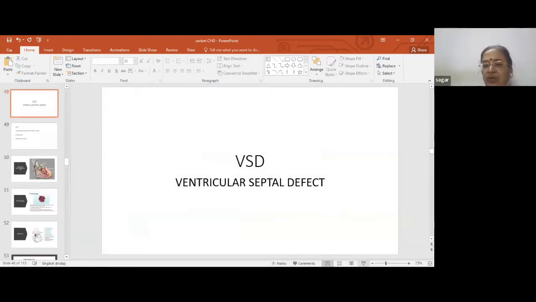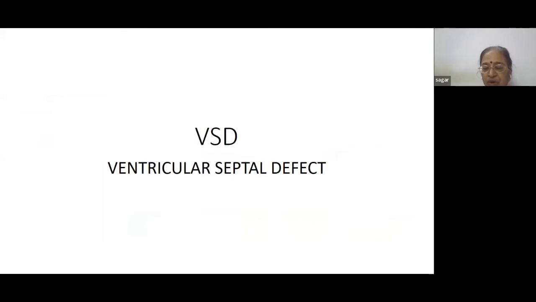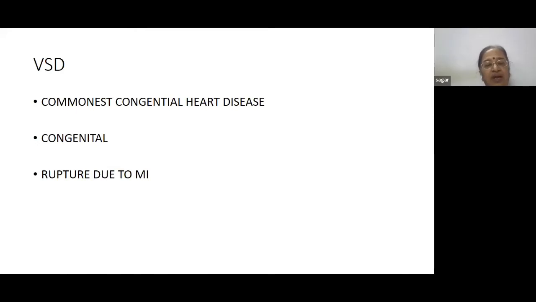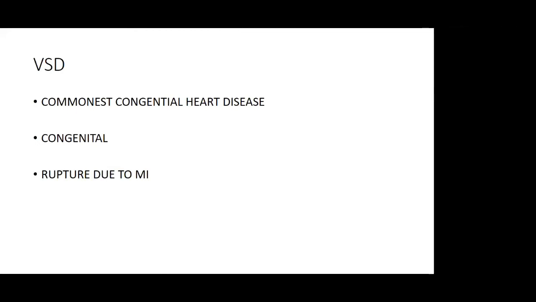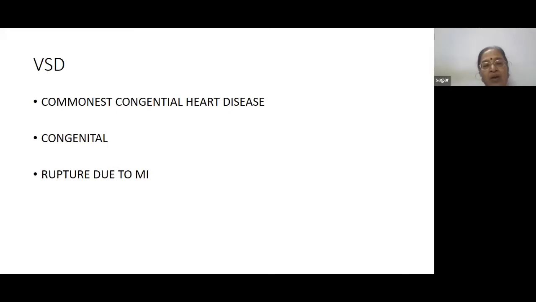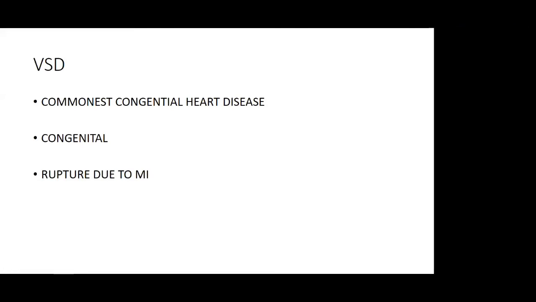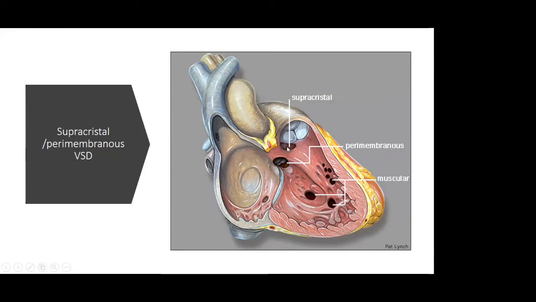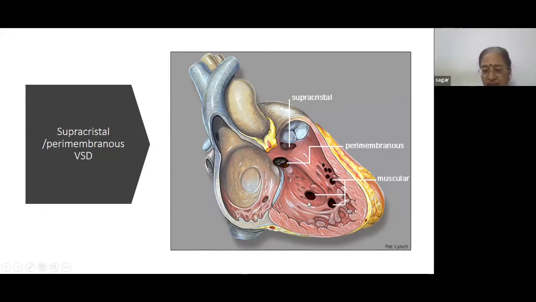So we go on to ventricular septal defect. The commonest congenital heart disease, 50% of congenital heart diseases will be ventricular septal defect, though congenital heart disease is uncommon. But among congenital heart diseases, VSD is common. Of course, acquired VSD is because of rupture of the ventricular septum during an MI, but otherwise most of the causes are congenital. Now, you can get different types of VSD again. Like we said, we can get a muscular VSD, a perimembranous VSD, a supracrystal VSD. So different types of VSD are there.